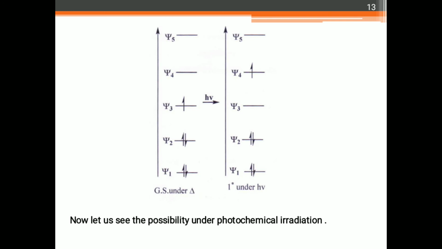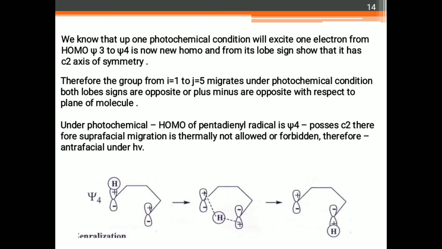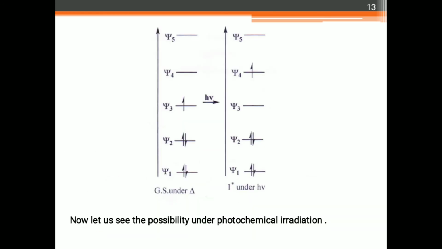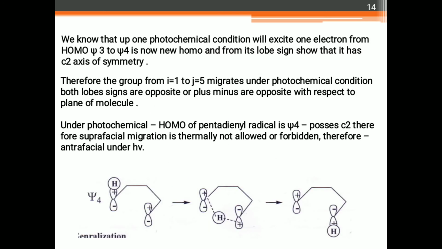Now let us see the possibility under photochemical condition. We know that the photochemical condition will excite one electron from the HOMO psi 3 to psi 4, which is now the new HOMO. From the lobe sign, we see that it has a C2 axis of symmetry. Here we see that psi 4 becomes the HOMO in photochemical condition, so it has a C2 axis of symmetry. Therefore, the group from i equal to 1 to j equal to 5 migrates under photochemical condition.